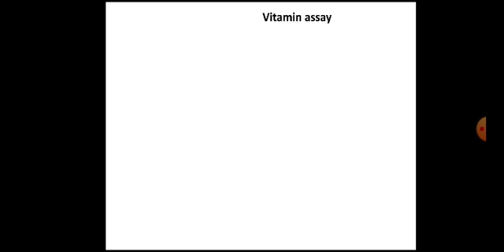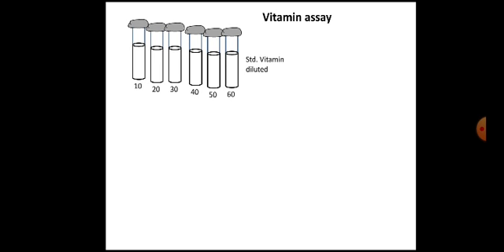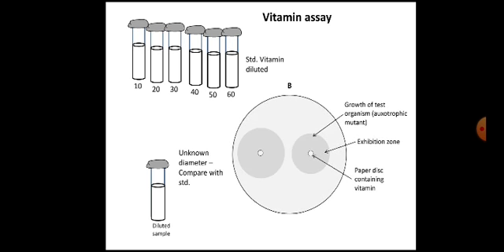So that will be the difference between the two. In the antibiotic assay we measure the zone of inhibition, and in the vitamin assay we measure the zone of exhibition, meaning the presence of growth. The protocol is the same. You must have a standard reference compound, that is the vitamin. That vitamin is then diluted, say for example from 10 to 60 micrograms per ml. Then you have the unknown, that is the fermentation broth, in which the vitamin is present.